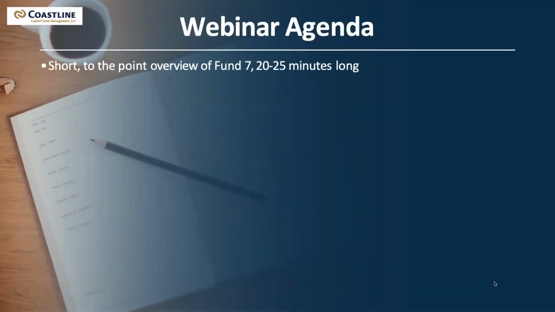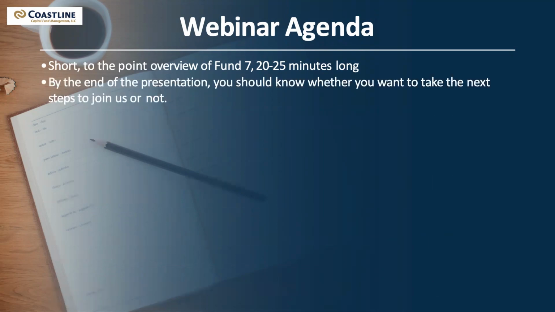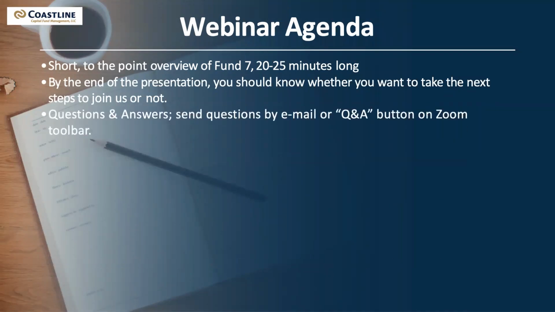So this is a short, to the point overview of Fund 7, 20 to 25 minutes long. By the end of the presentation, you should know whether you want to take the next steps to join us or not. At the end, we'll have a questions and answers session. Send your questions by email or use the Q&A button on the Zoom toolbar. The webinar is being recorded, so you'll be able to refer to it after we're all done.